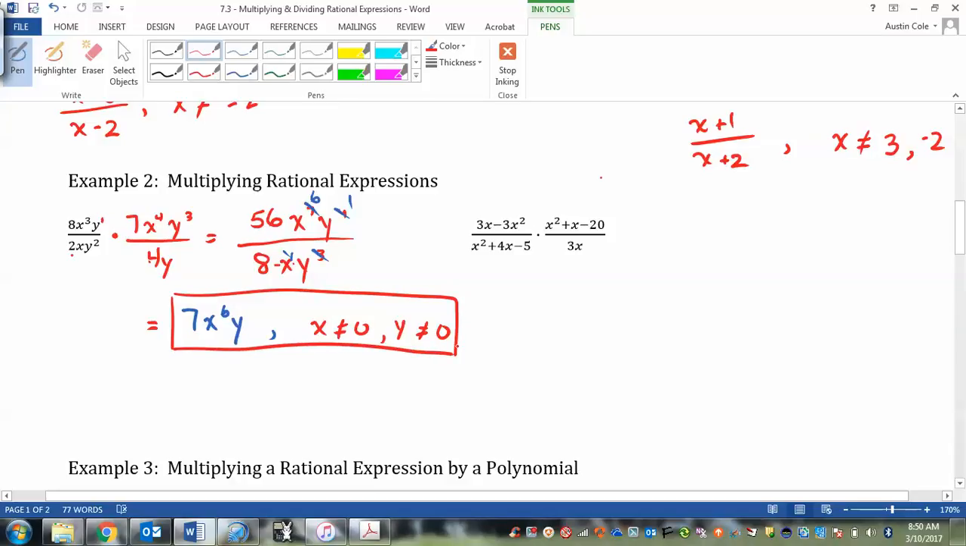Questions on that one? Awesome. Now we get over to this next one, a little bit more complex. Here's our rule, guys. We want to factor whenever we can factor. Okay? We want to factor.